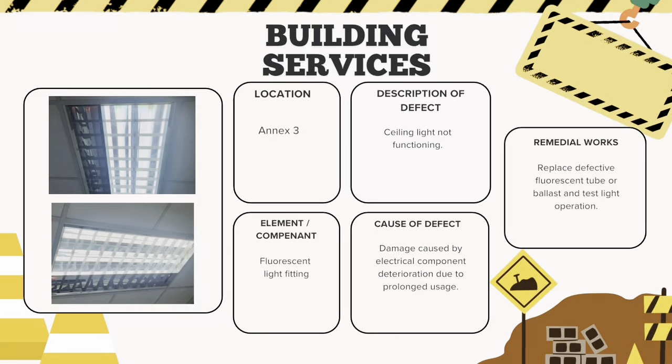For the seventh defect inspection, the defect was identified at Annex 3. The affected element or component is fluorescent light fitting. The defect observed during the inspection is shielding light not functioning. The cause of this defect is identified as damage caused by electric component deterioration due to prolonged usage. To rectify the issue, the recommended remedial works are: replace defective fluorescent tube or ballast and test light operation.